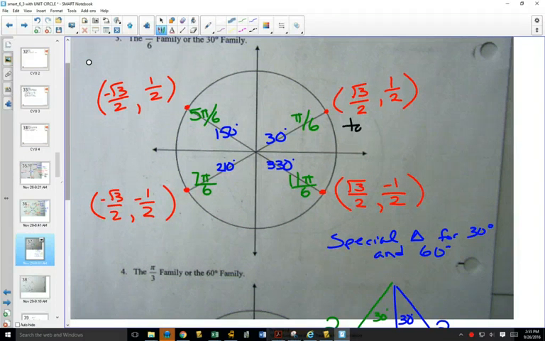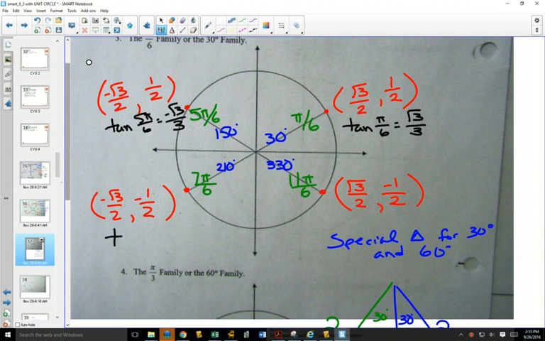And since we know that tan of 30 degrees is root 3 over 3, we know that tan of pi over 6 is root 3 over 3. Tan of 5 pi over 6 is negative root 3 over 3. Tan of 7 pi over 6, again, tan is positive in quadrant 3. And tan of 11 pi over 6 is going to be negative root 3 over 3.